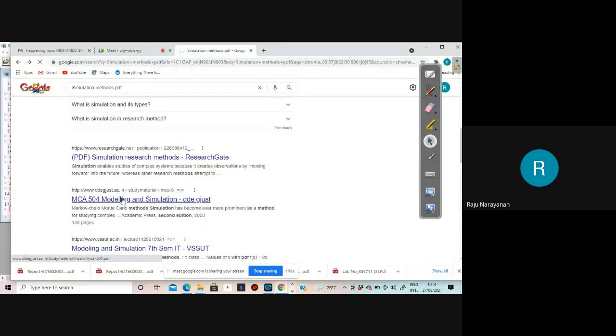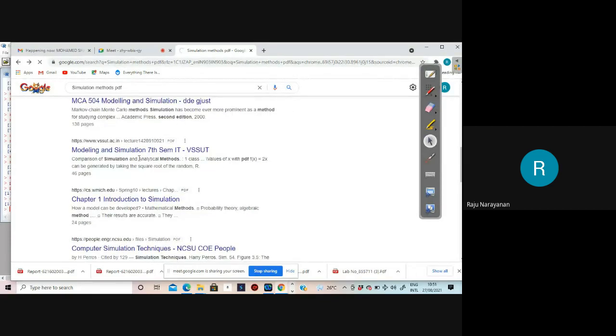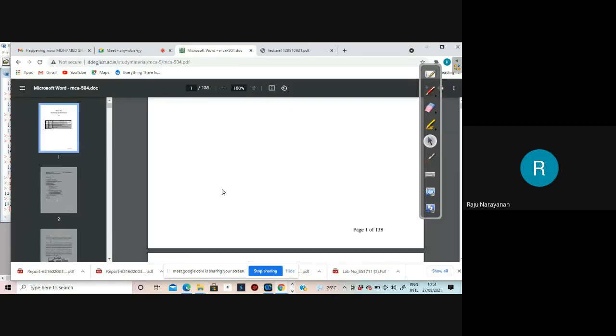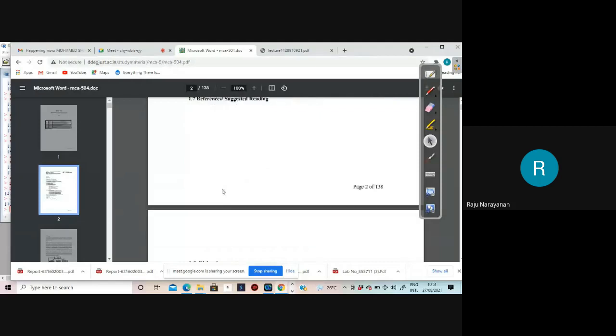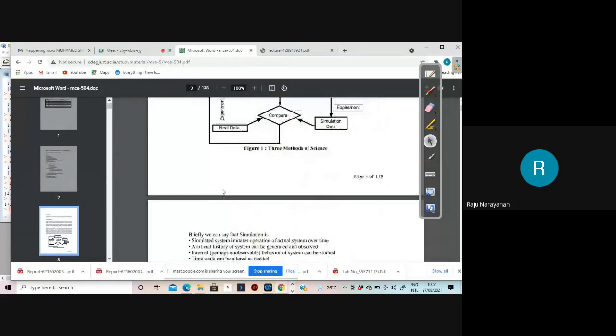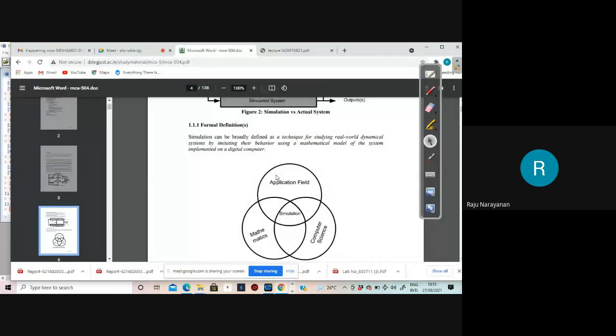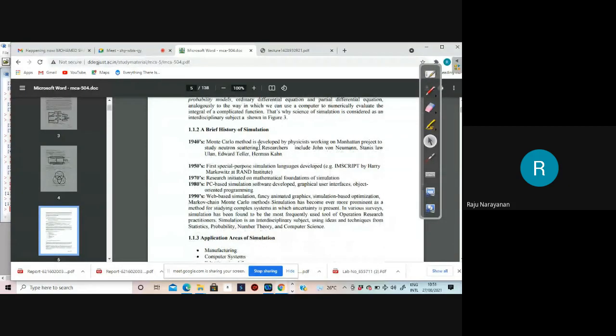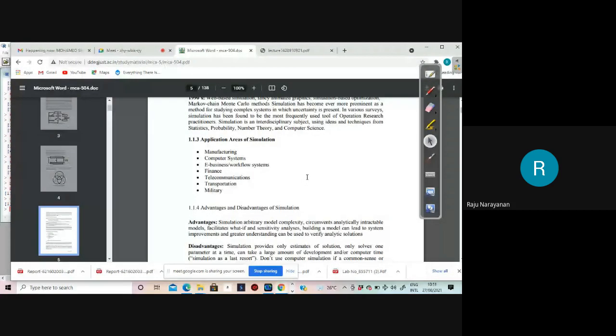Modeling and simulation. Modeling and simulation 7 this semester. It is the VSSUT introduction. Brief is 138 pages. Here you will get the answers to your doubts regarding pseudo random numbers. Brief is Monte Carlo. Monte Carlo is not the name of a mathematician. It is an island where gambling and such things are conducted.